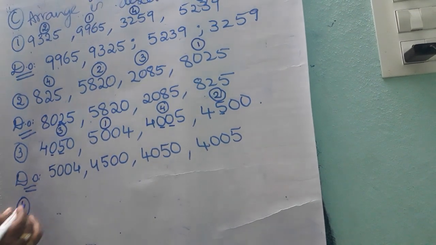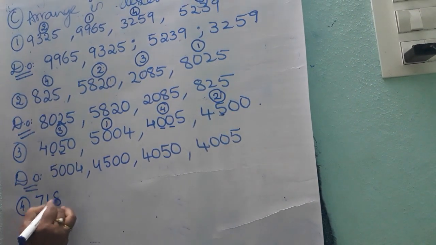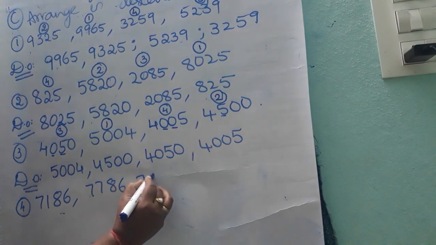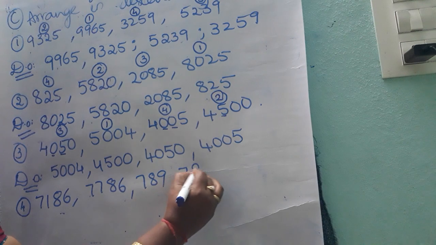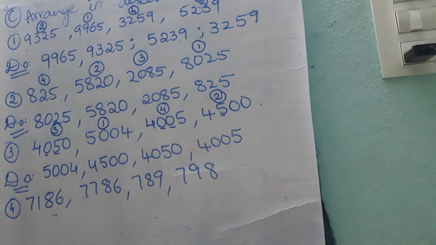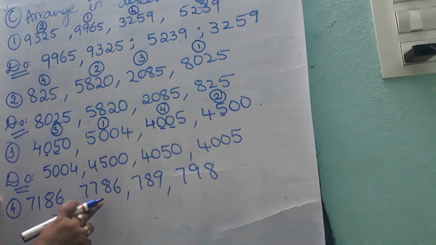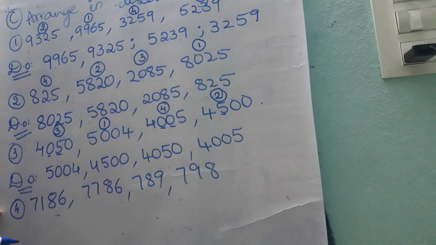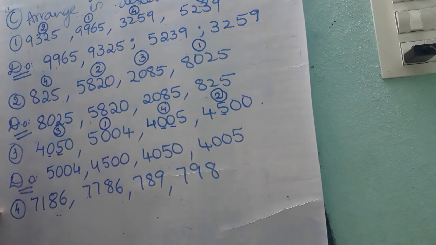See the fourth one, children. 7,186, 7,786, 789, 798. If you observe, all are not having the same number of digits. Here 4, here 4, here 3 and here 3. So the 4-digit number is bigger and the 3-digit number is smaller.